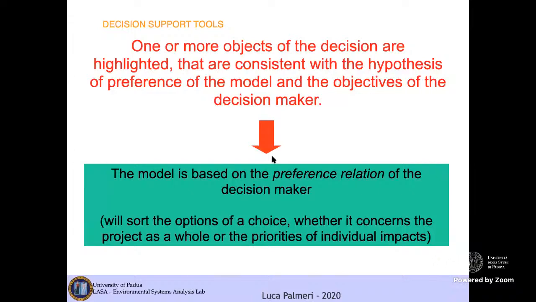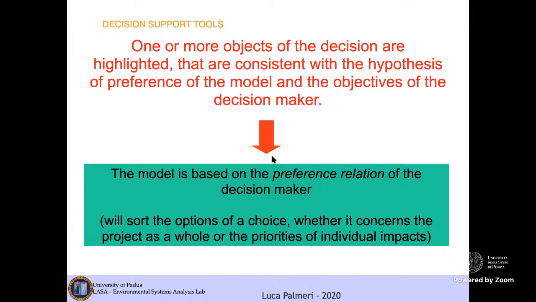One or more objects of a decision are highlighted that are consistent with the hypothesis or preference of a model and the objectives of a decision maker. So the model is based on the preference relations of a decision maker. Preference of what? Preference of the possible alternatives. So this allows us to sort the options of a choice, whether it concerns the project as a whole or the priorities of individual impacts.